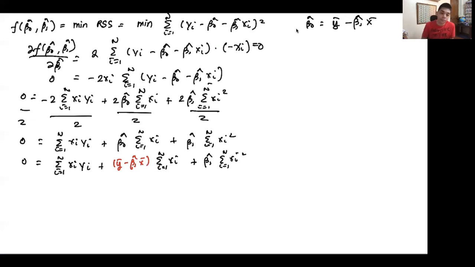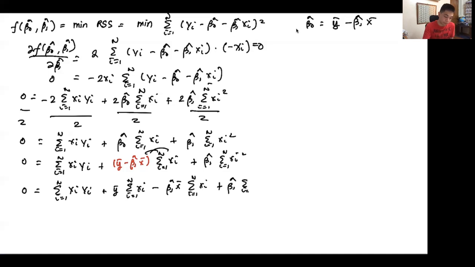Then what we do now is we distribute the summation. So this is 0 equals sum i equals 1 to n of x_i y_i, right? Plus y bar. The mean comes before the summation sign. So you have sum i equals 1 to n of x_i, minus beta 1 hat x bar sum i equals 1 to n of x_i. Then just copy the last term, beta 1 hat sum i equals 1 to n of x_i squared.